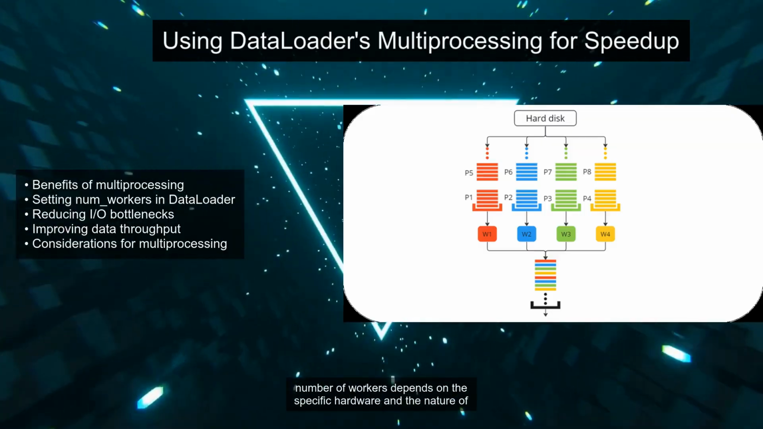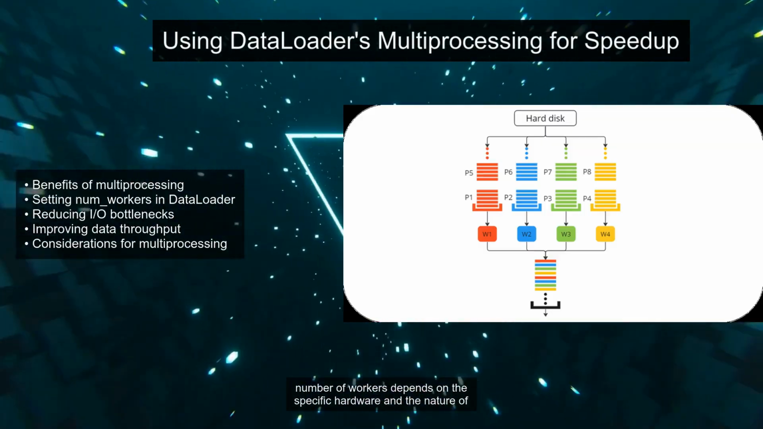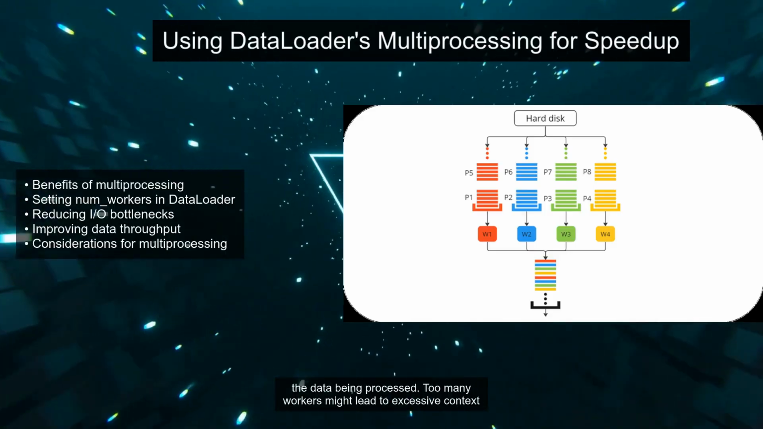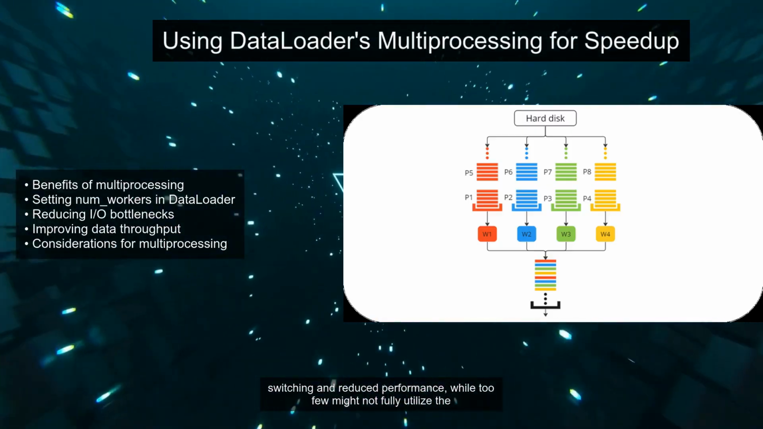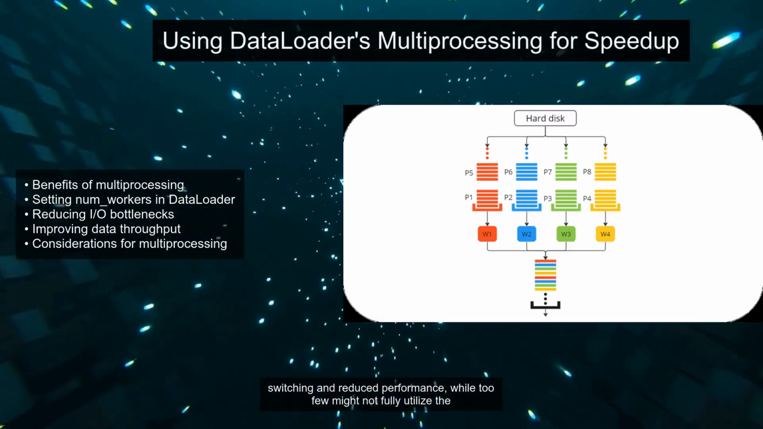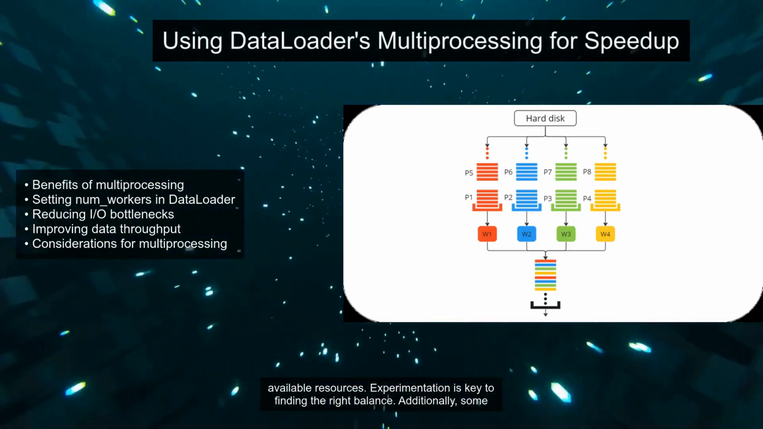The optimal number of workers depends on the specific hardware and the nature of the data being processed. Too many workers might lead to excessive context switching and reduced performance, while too few might not fully utilize the available resources. Experimentation is key to finding the right balance.